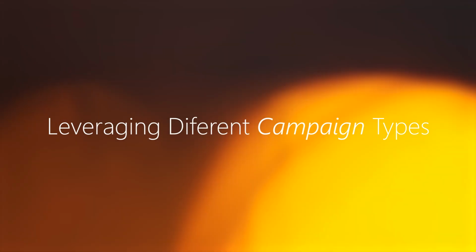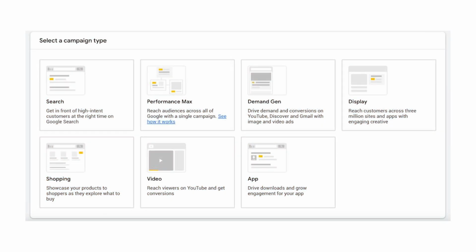Okay, so the second way that you can use Google Ads to scale your e-com brand faster is by leveraging the different campaign types that Google has to offer. So when you're getting started with Google Ads, one of the key things you need to understand is that not all campaigns are created equal. And this is especially the case when it comes to e-commerce. Choosing the right campaign type is essential, not just for driving traffic, but for actually generating purchases.